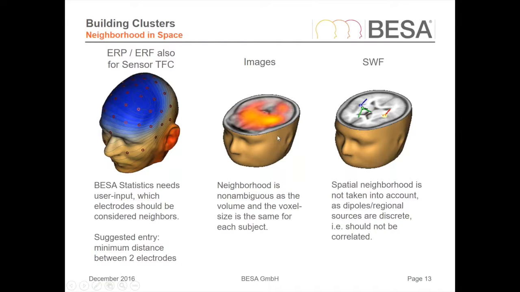If you look at images, so source images, these are source analysis results derived by distributed methods like LORETA or beamforming. Here the neighborhood structure is clear as the voxel size is the same across subjects and the position of the voxels is also known. In the case of source waveforms, here on the right, no spatial neighborhood is considered since dipoles and regional sources are considered discrete. This means that a correct source model will model the activity of only the brain region that it represents and no other activity.